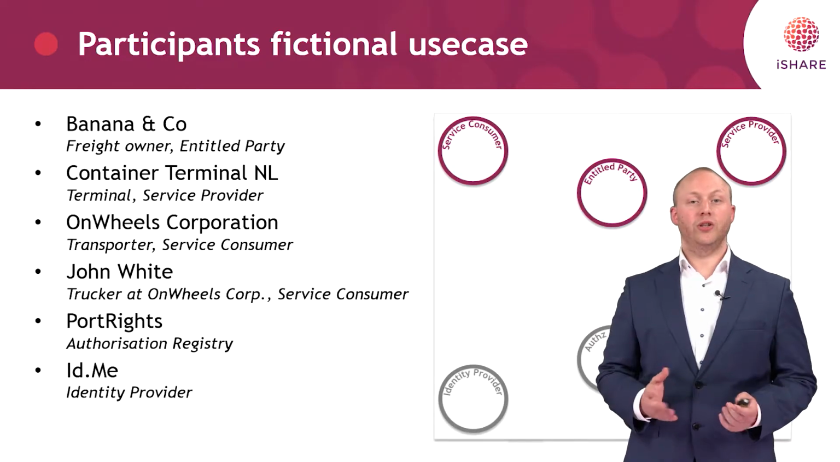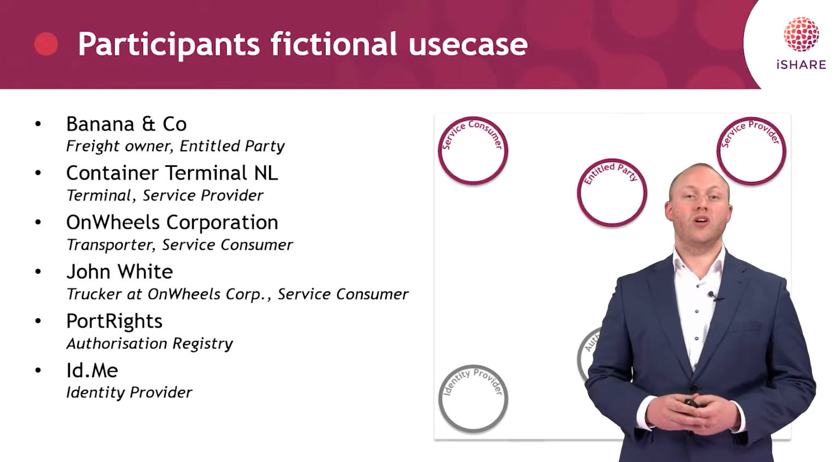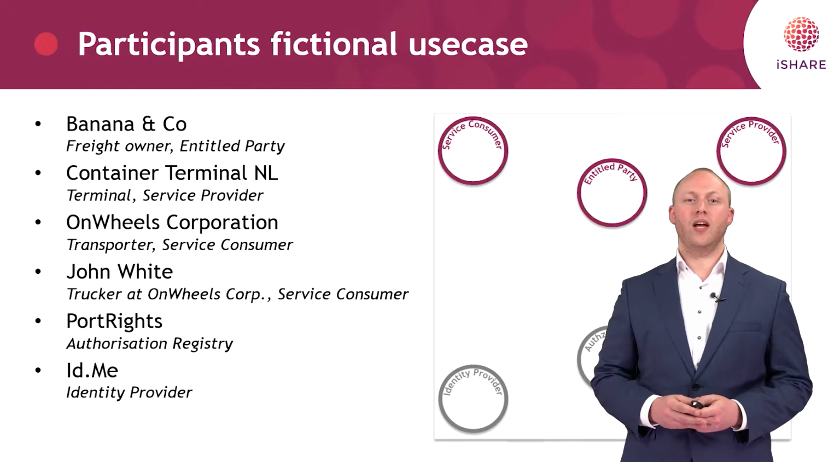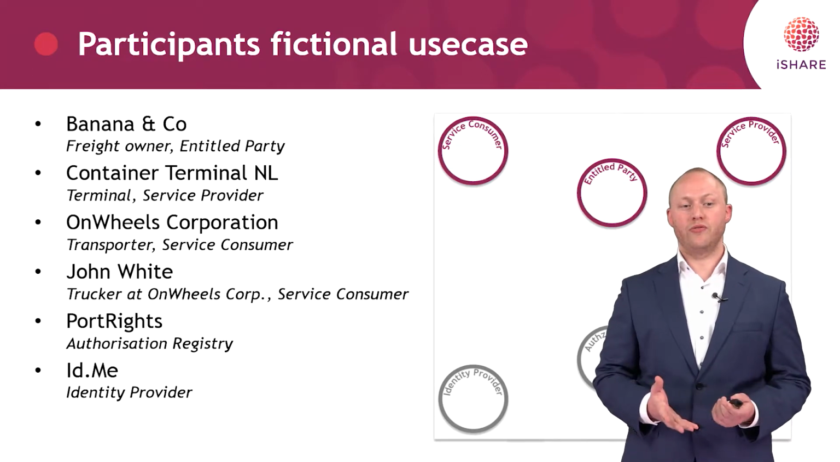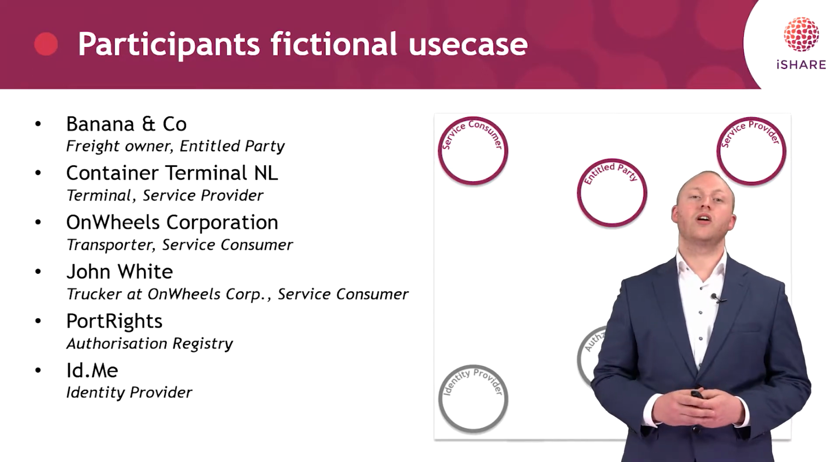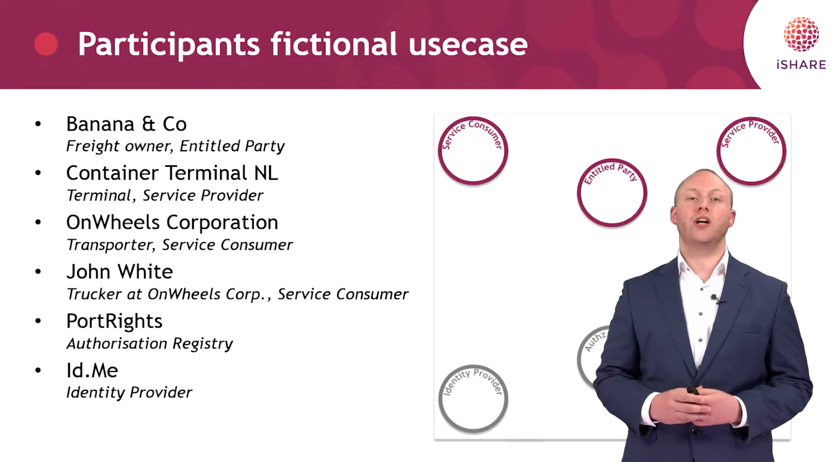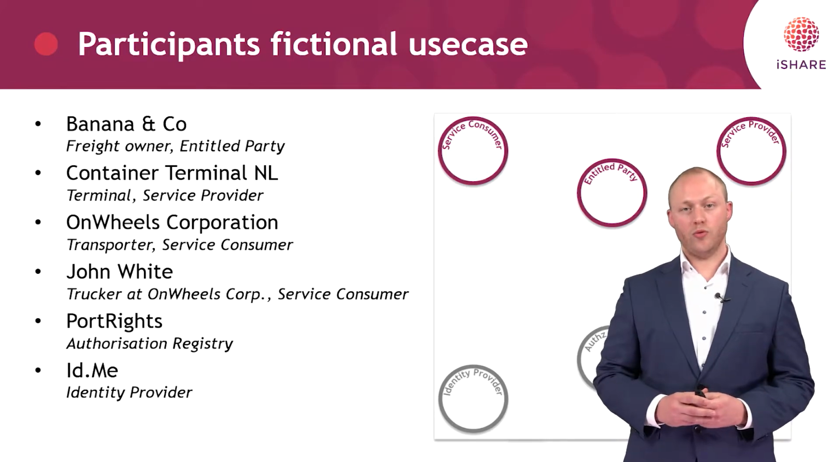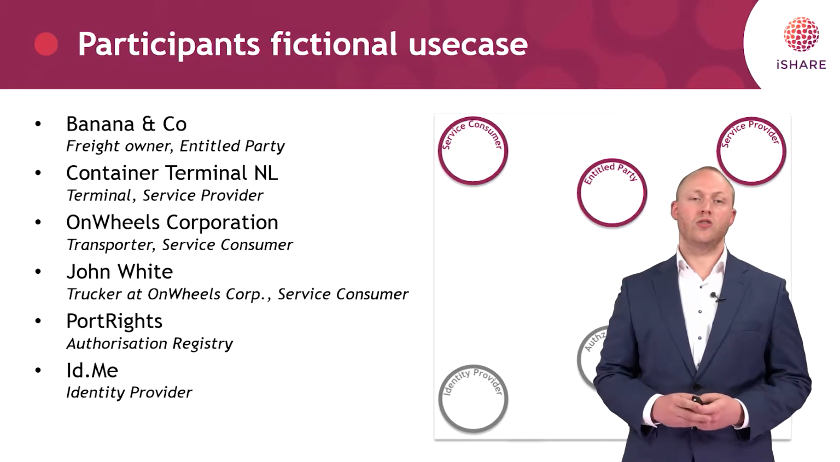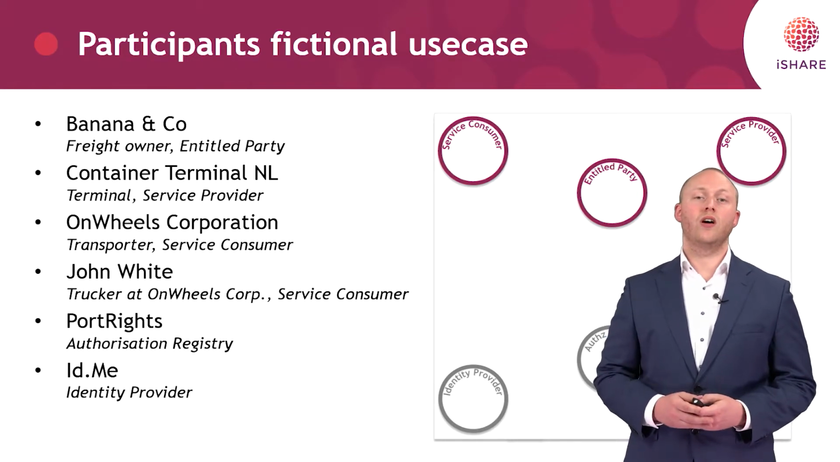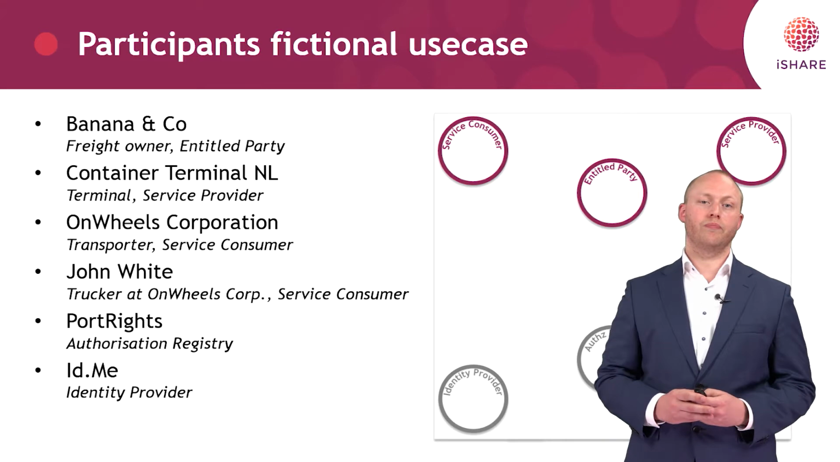In order for this use case to happen, a few parties are active. First off, we started with Banana & Co. Banana & Co. is the freight owner, and within iSHARE they are the entitled party, the party which is initially entitled to the data which is being shared. Second, we have Container Terminal Netherlands. This is a container terminal at which the data is stored, and within iSHARE they are a service provider.